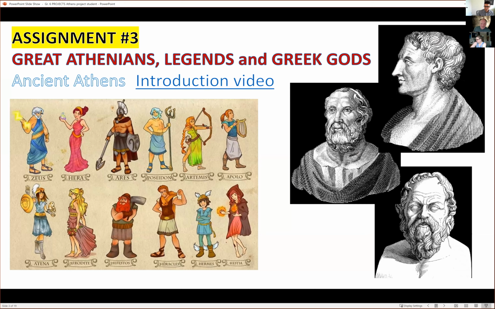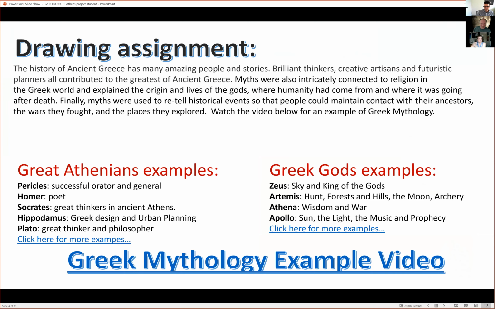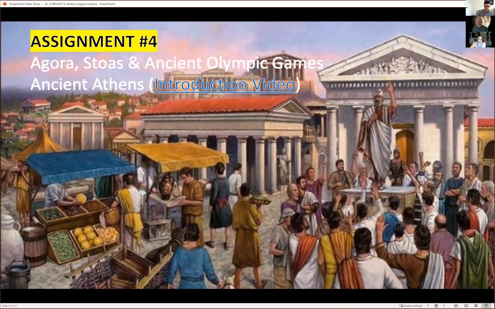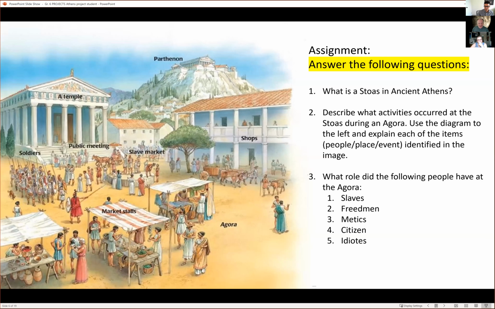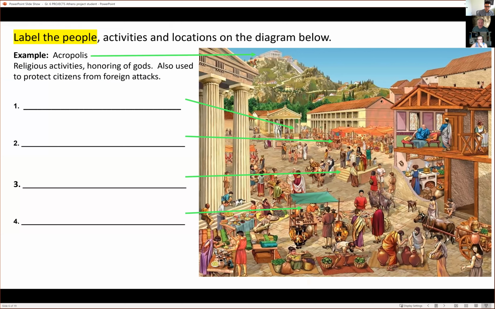So, for example, in assignment number 4, or an extension of number 4, which was talking about the Agora and Olympic Games, we asked them to take a look at the image below, which most of you have seen before, either in a textbook or online. Gave them some background information. We gave them then a blank picture, and they had to re-identify those parts of the Agora.